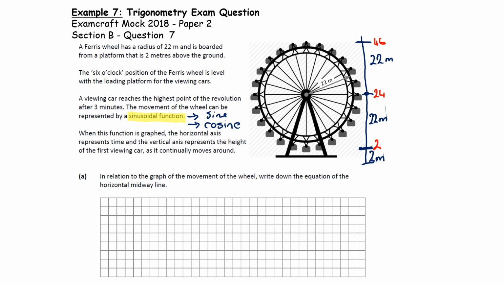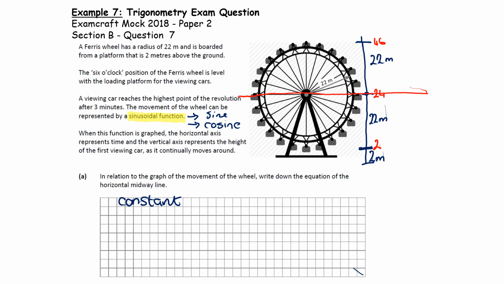So it says, in relation to the graph of the movement, write down the equation of the horizontal midway line. So my midway line is going to go through here. And what is that equation? So it's a horizontal line, so the equation is a little bit simpler than y equals mx plus c. Because it's horizontal, it's actually a constant. So it is a straight line, but it's a constant.